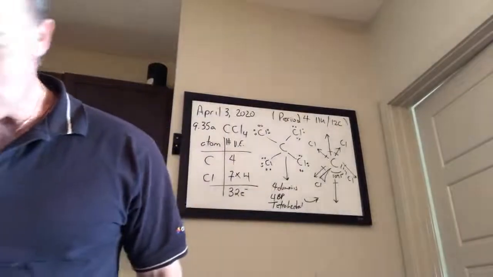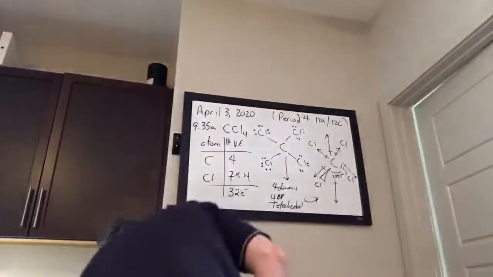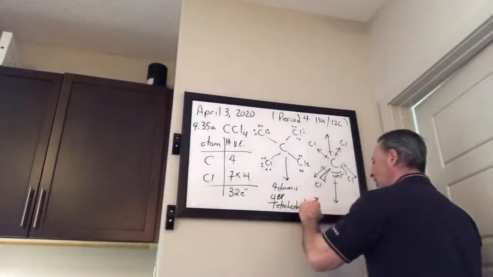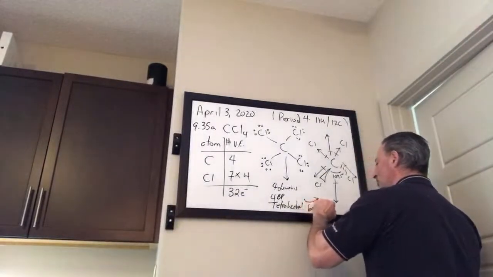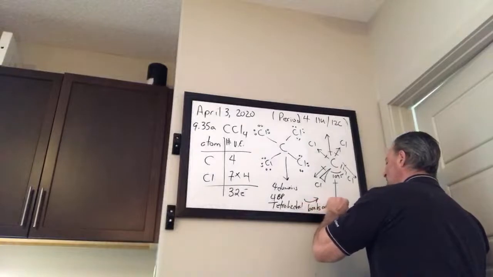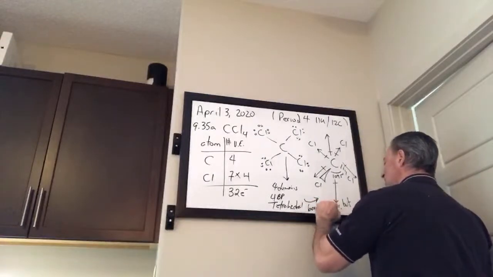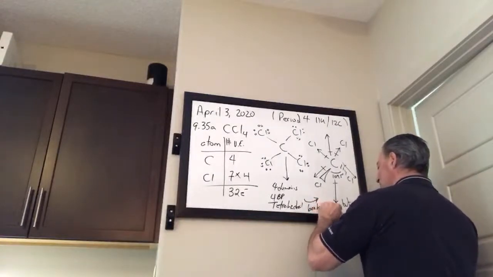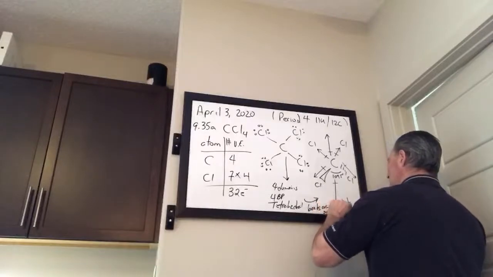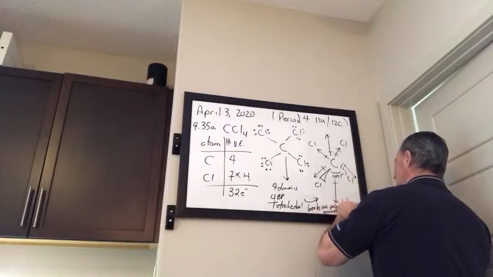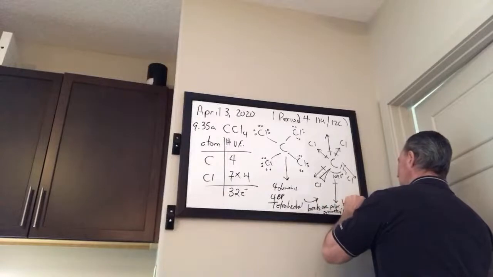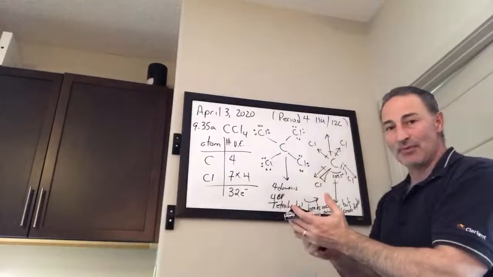The next one is ammonia. So the molecule overall is non-polar. Bonds are polar, but symmetry cancels dipoles. So the overall molecule is non-polar.